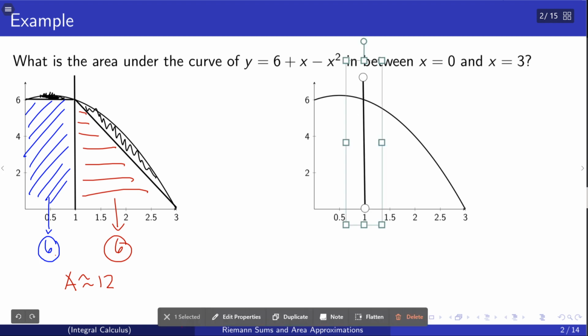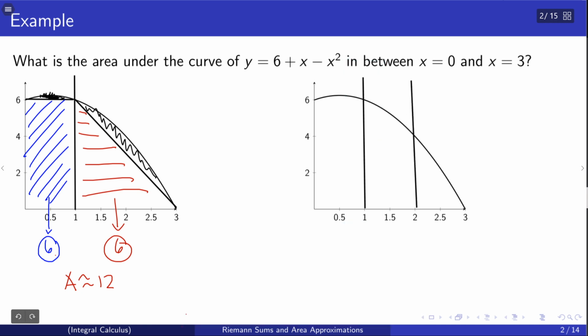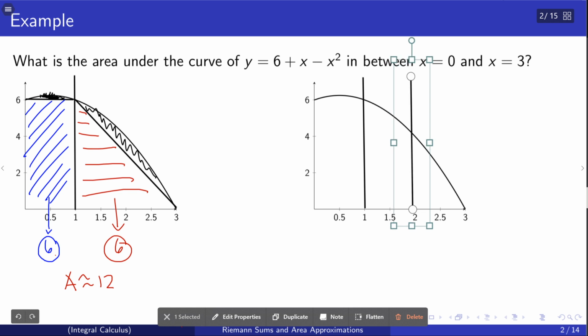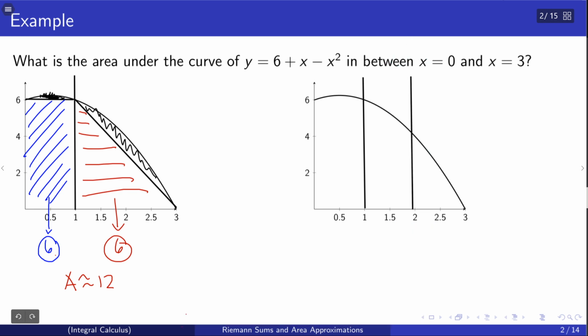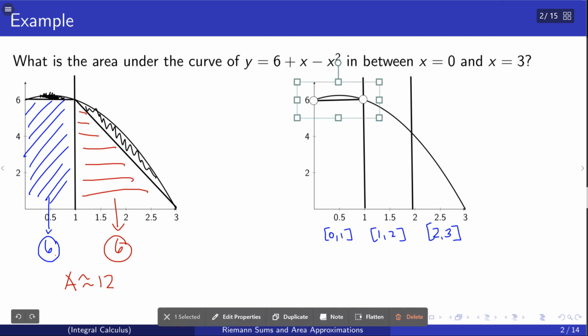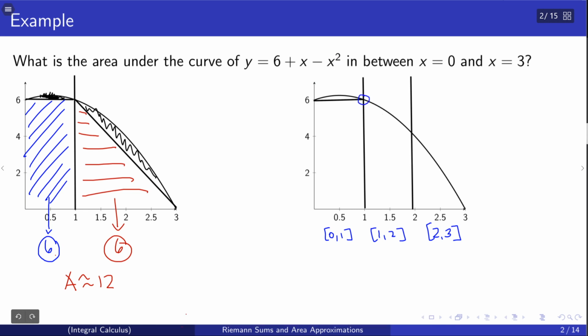So let's see what happens when we divide. Okay, let's divide this interval from 0 to 3 into 3 parts. One part from 0 to 1, one part from 1 to 2, one part from 2 to 3. And for each part, take a rectangle that approximates the area under the curve in that region. So for 0 to 1, maybe we can take this rectangle, taking the height of the rectangle to be the right endpoint of the interval at 1.